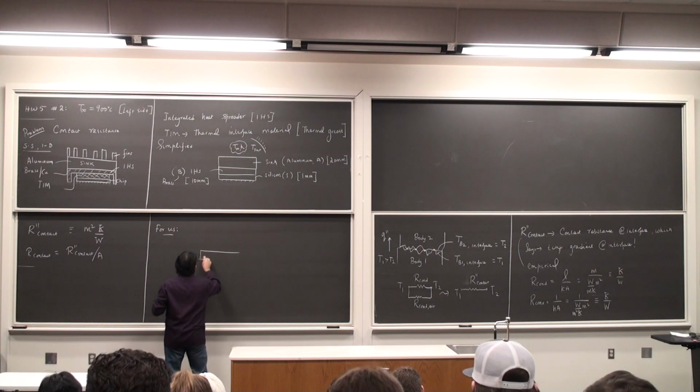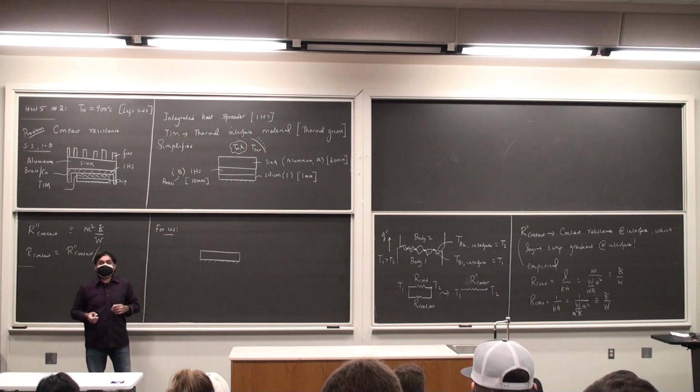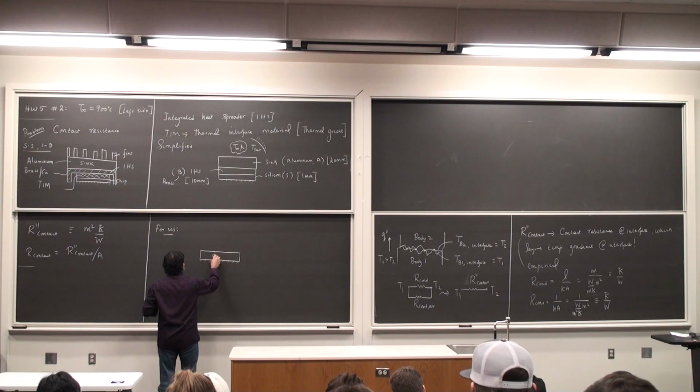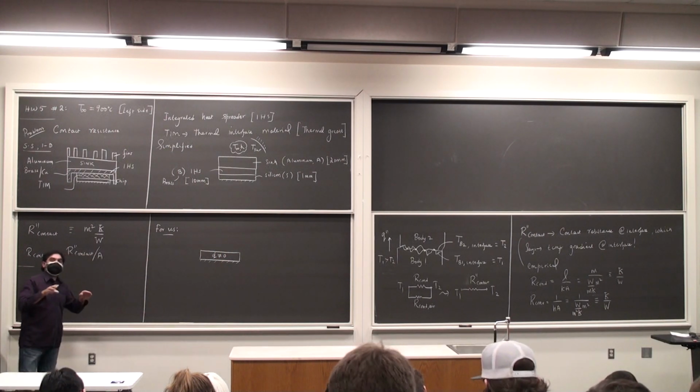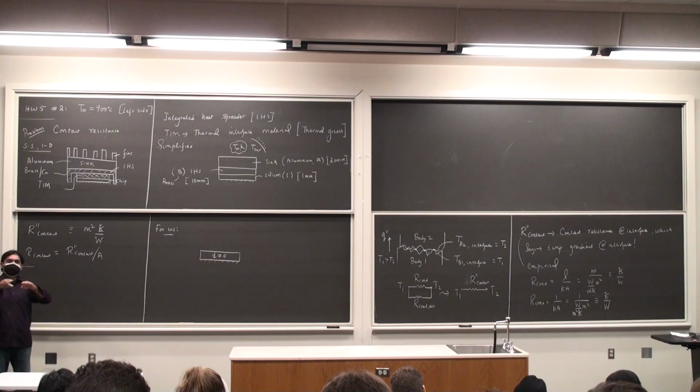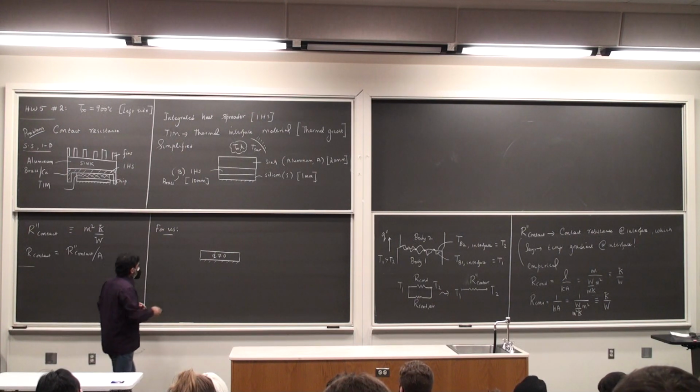Silicon chip. There's going to be some heat generation taking place, so Q dot is not 0. Then I'm going to have a thermal interface material, which is an infinitesimally thin strip of some kind of a resin-like material.